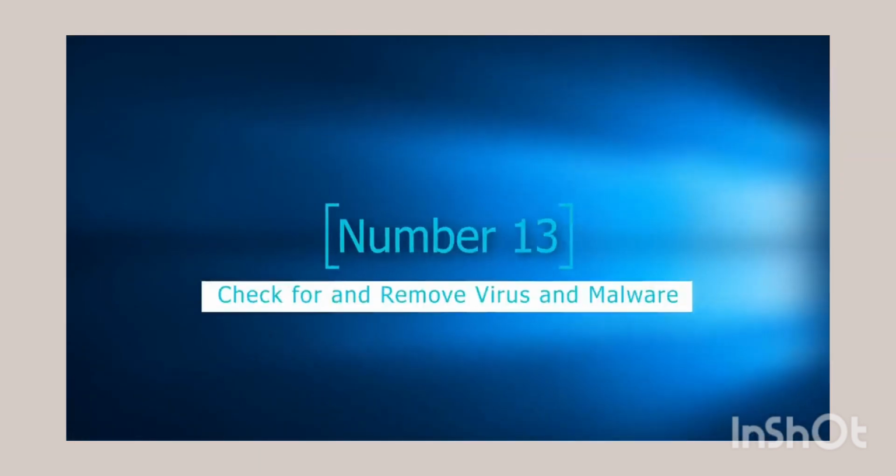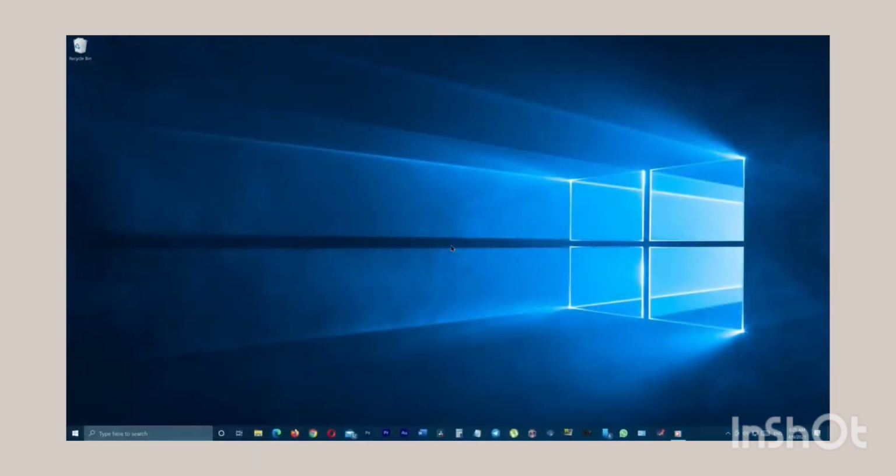Step number 13. Check for and remove virus and malware. We know a computer virus is a threat to your files, but it also makes your Windows 10 painfully slow if your computer is infected. So in this step, we're going to show you how to find and remove virus and malware from your Windows 10 using its own baked-in antivirus program, Windows Security.